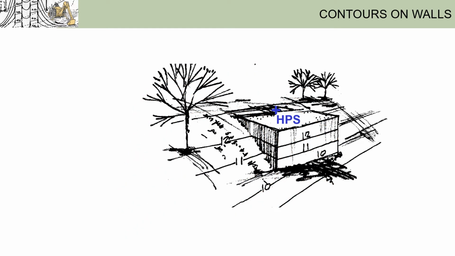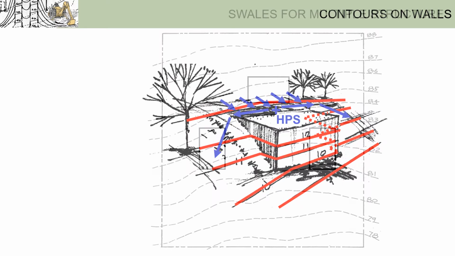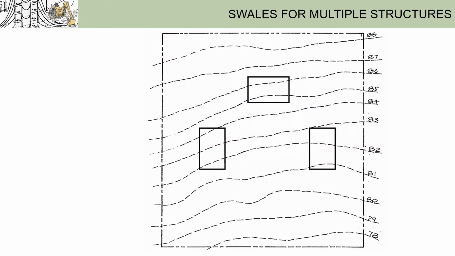Here is a perspective showing how the contours on the sides of the building wrap up around the building walls, and then how the uphill swale works to direct water away. Now let's move forward to talking about how swales work with multiple structures. This site map here is very similar to what you will work on for exercise 9 as mentioned before. So you should be able to apply what you learned in this demo directly to your exercise.